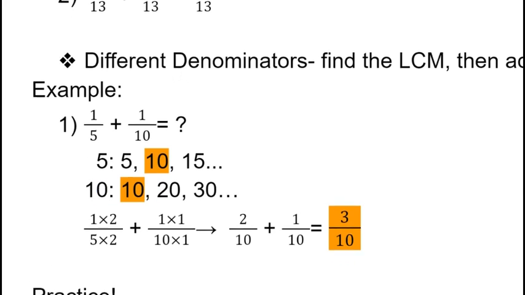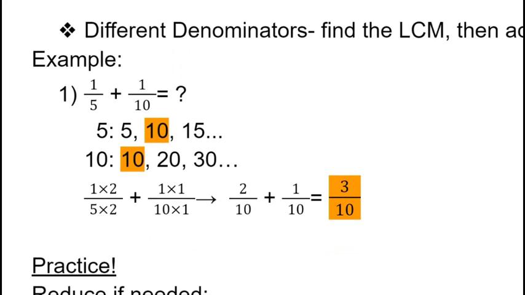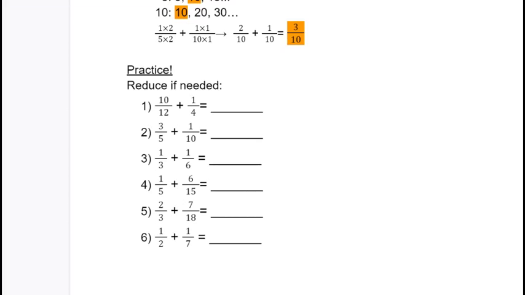In order to get 10, you multiply 5 by 2. Whatever you do to the bottom, you do to the top. And to get 10 from 10, you just multiply by 1. Whatever you do to the bottom, you do to the top. And you get 2/10 plus 1/10. The answer, just adding the numerators, is 3/10. And as you can see, the denominator is always 10. So here are the practice questions for you. Please reduce if needed. You always want to reduce your answer if possible.